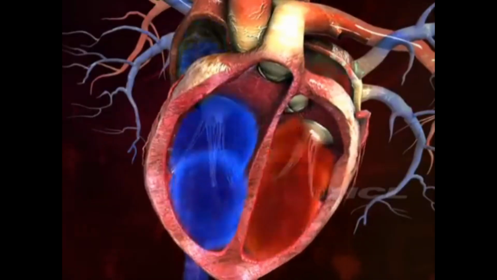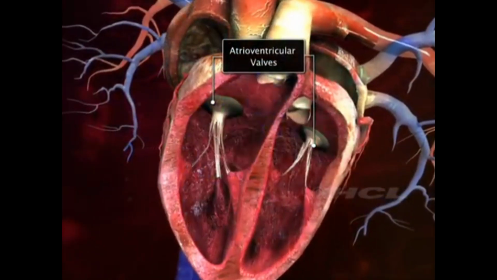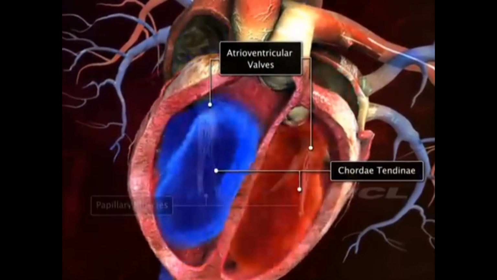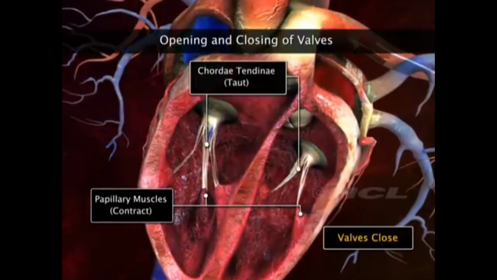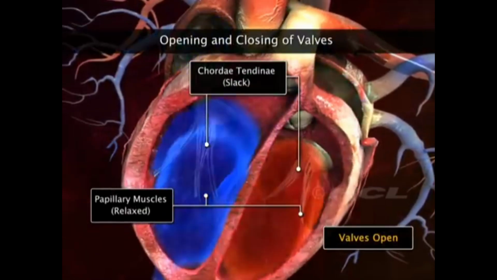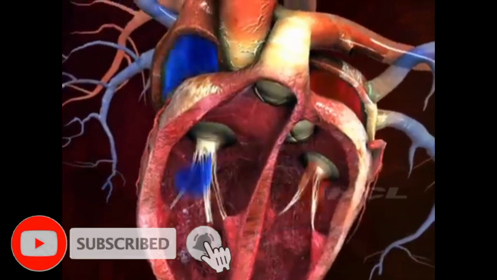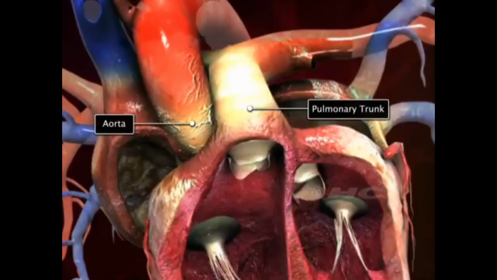2. Systole, contraction phase. Atrial systole. The atria contract, pushing the remaining blood into the ventricles. Ventricular systole. The ventricles contract, closing the AV valves and opening the semilunar valves, pulmonary and aortic, forcing blood into the pulmonary artery and aorta.